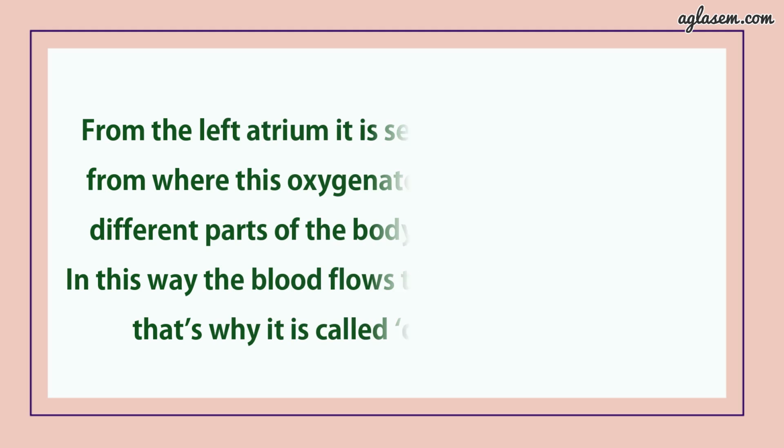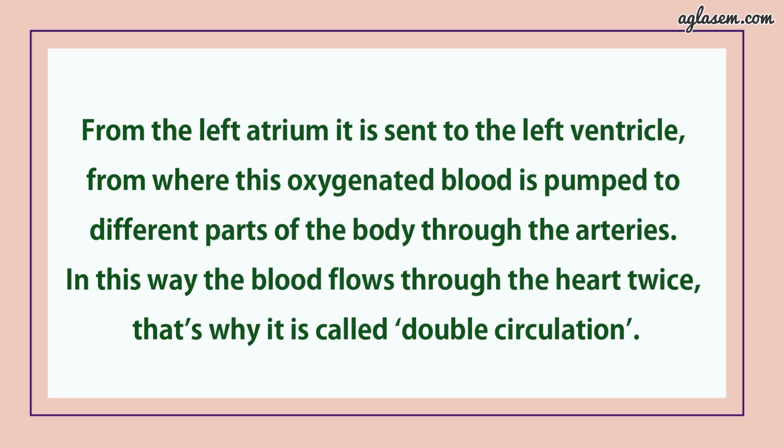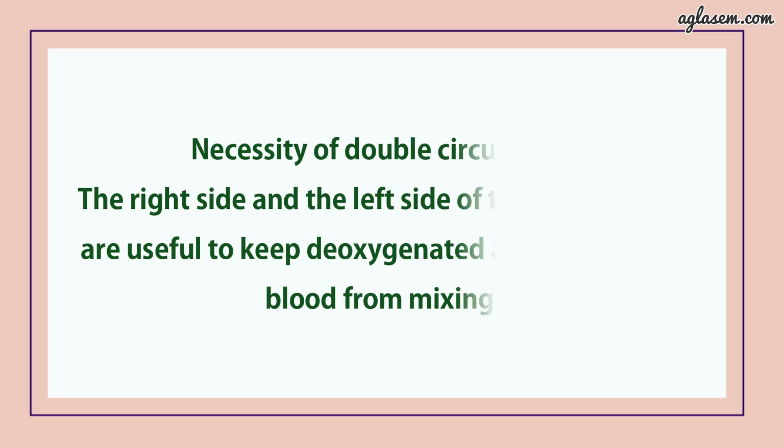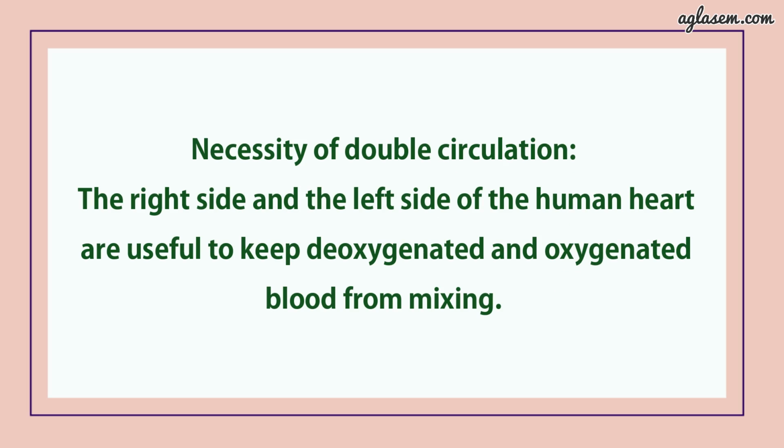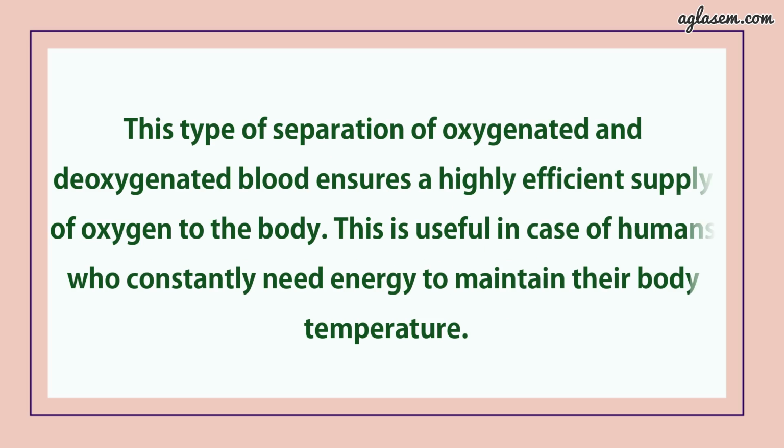From the left atrium, it is sent to the left ventricle, from where this oxygenated blood is pumped to different parts of the body through the arteries. In this way, the blood flows through the heart twice. That's why it is called double circulation. Further, necessity of double circulation. The right side and the left side of a human heart are useful to keep deoxygenated and oxygenated blood from mixing. This type of separation of oxygenated and deoxygenated blood ensures a highly efficient supply of oxygen to the body. This is useful in the case of humans who constantly need energy to maintain their body temperature.